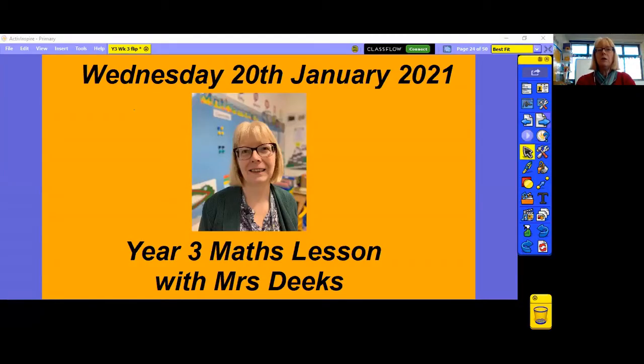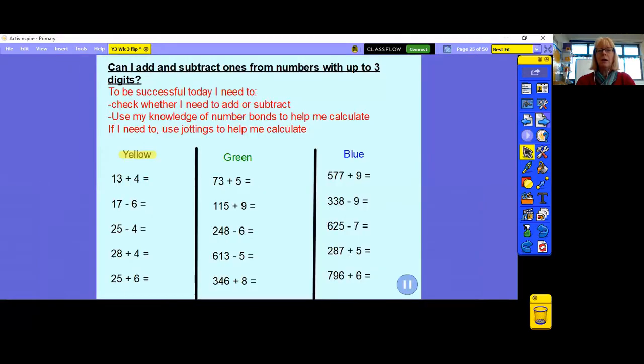We're going to start off as usual with some mental maths practice. So you'll need a piece of paper and a pencil. Today we're going to be looking at adding and subtracting ones from numbers with up to 3 digits. To be successful today, you need to check whether you need to add or subtract. Look really carefully at whether it's asking you to add the numbers or to subtract the numbers. You need to use your number bonds to help you calculate, and also, if you need to, you can use some jottings.